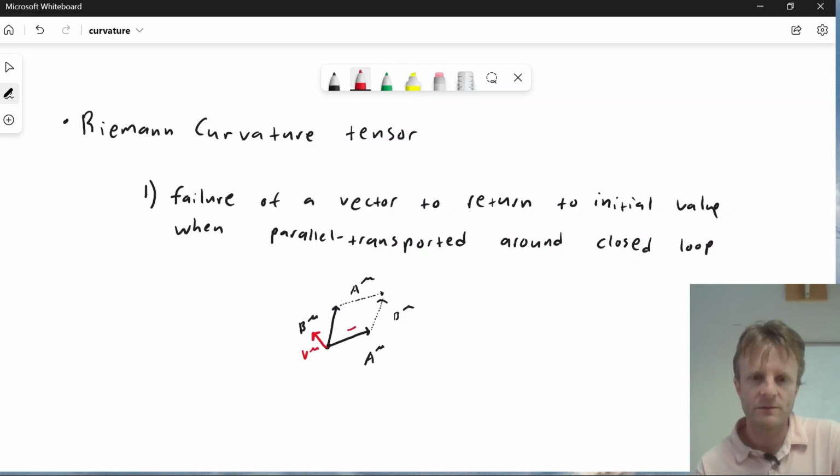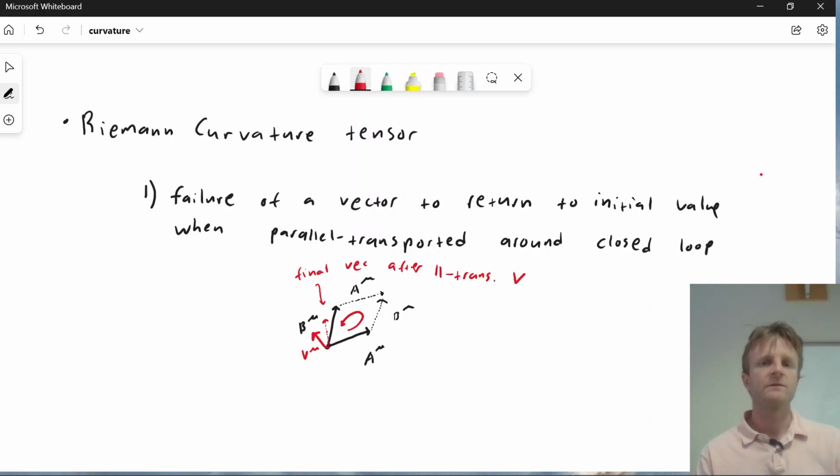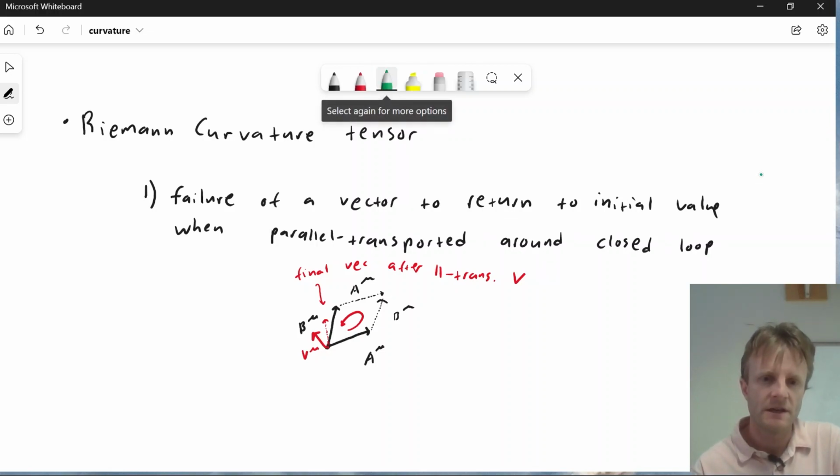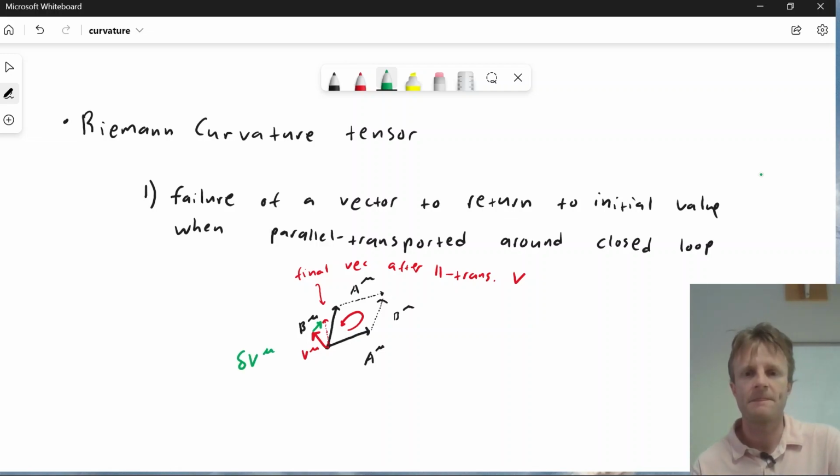And you parallel transport a third vector, call it V. You parallel transport that around the closed loop. And when you're done, you might come back to some other vector. It might look like this. This might be the final value of V, the final vector after parallel transporting V. Okay, so it could be different. And then there would be a small change between the two, like this. That would be delta V, if you like, in green.